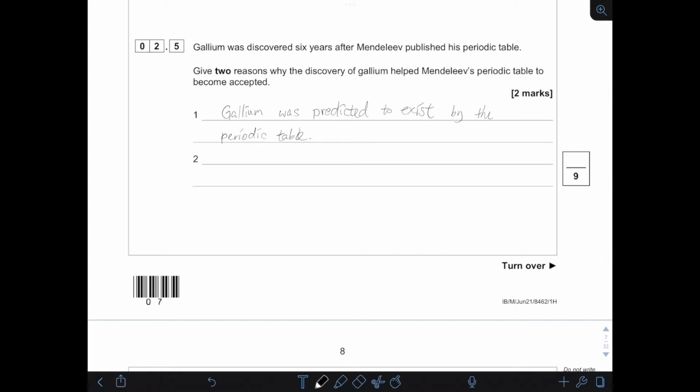The second reason is that gallium actually behaved very similarly to however Mendeleev had grouped group 3 elements. So it has similar properties to group 3 elements.